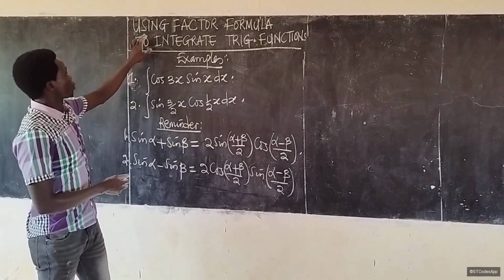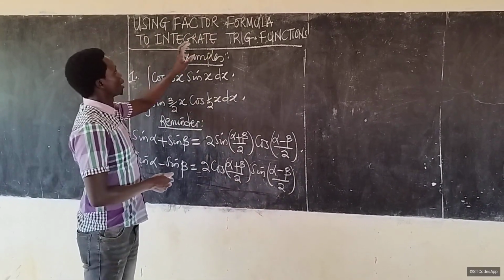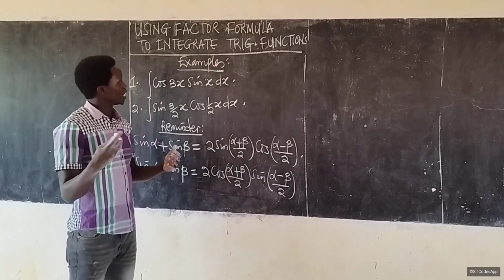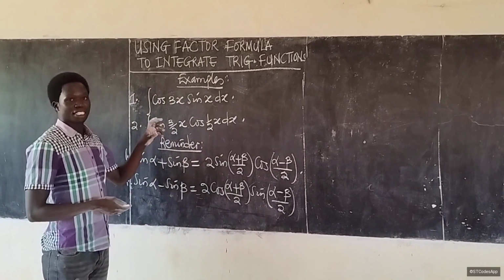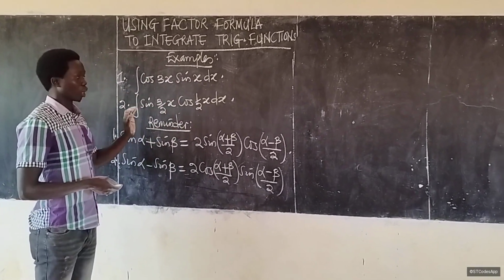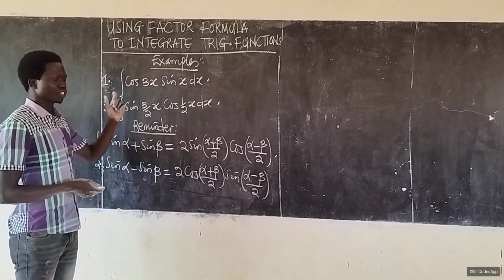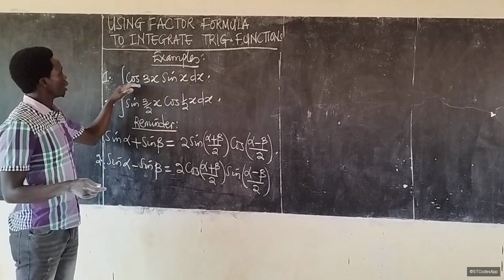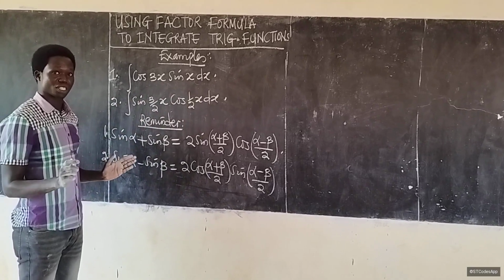Today again I want us to look at how to use factor formula to integrate trigonometric functions. In the other episode, we looked at examples that had the same trigonometric ratios, a sine and a cos. In this one, we are going to look at integration that involves a mixture of trigonometric ratios, that's a sine and a cos, of course.